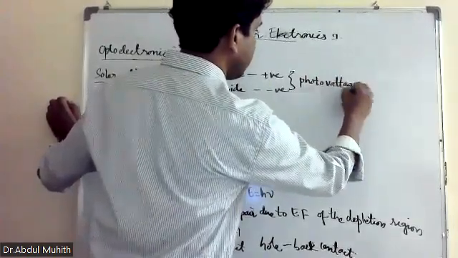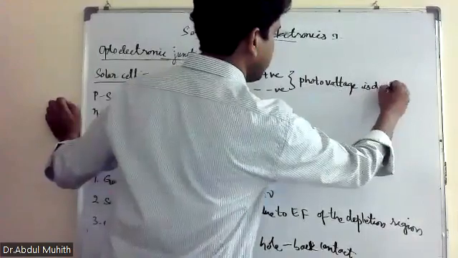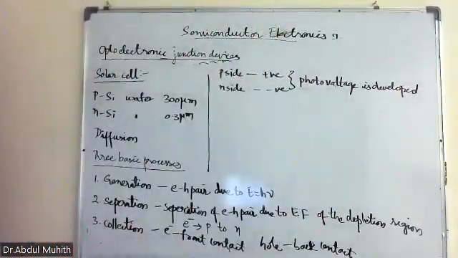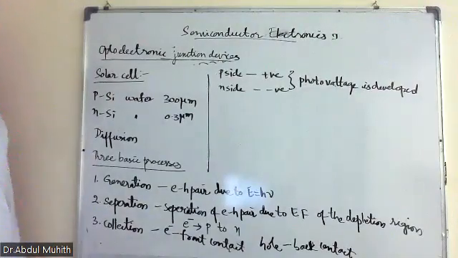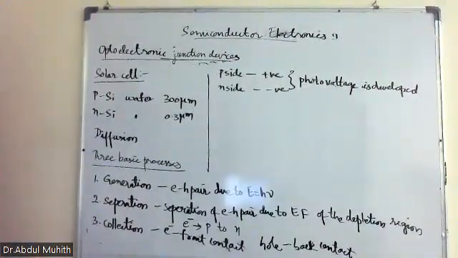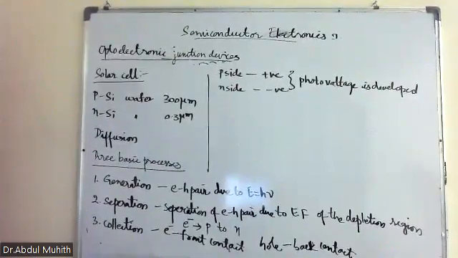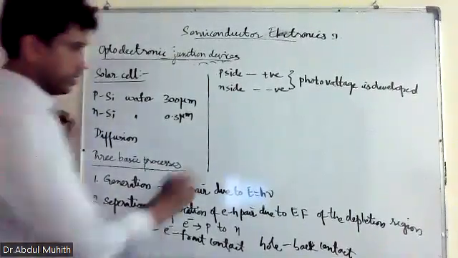A photo voltage is developed. The P side is positive and the N side is negative. So now, when a photo voltage is developed across the junction, as we have seen in the figure, what happens?